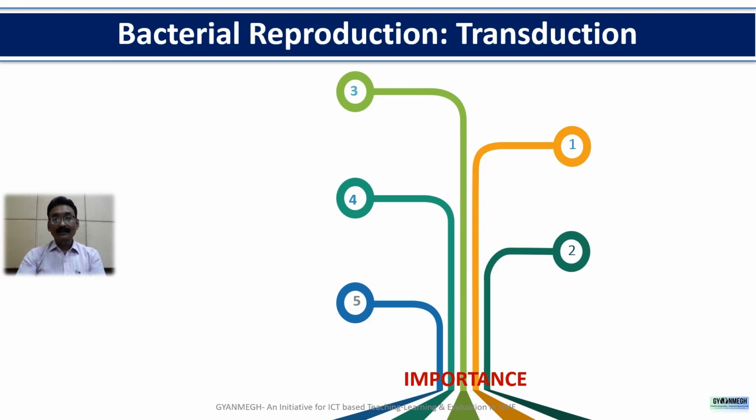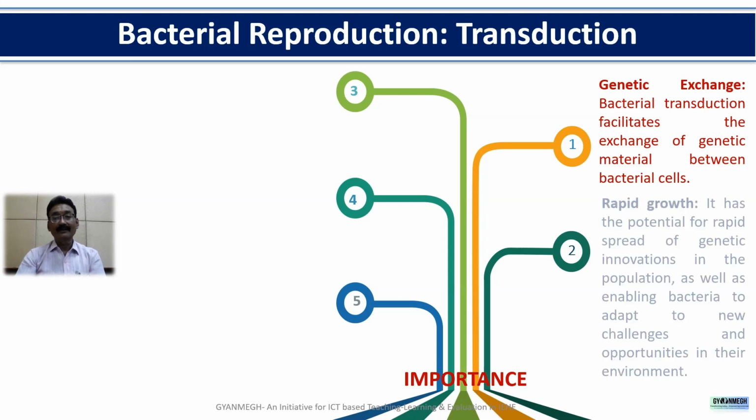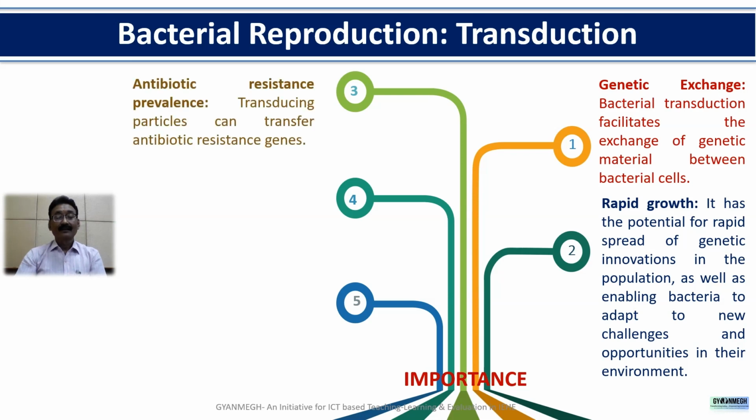Now come to the importance of bacterial transduction. The first is genetic exchange. That is, bacterial transduction facilitates the exchange of genetic material between bacterial cells. Rapid growth. It has the potential for rapid spread of genetic innovations in the population, as well as enabling bacteria to adapt in various situations.